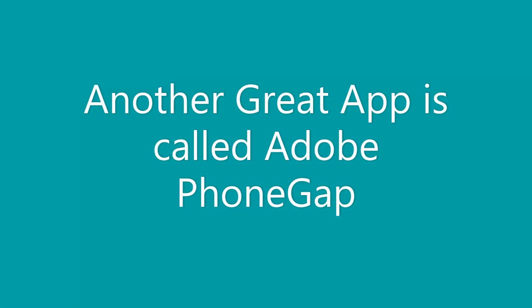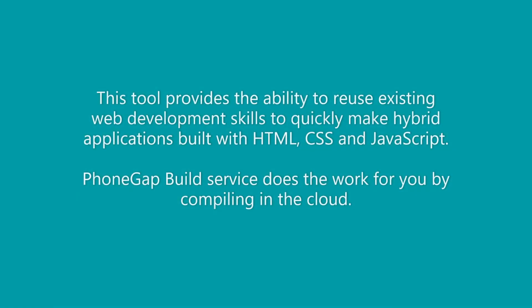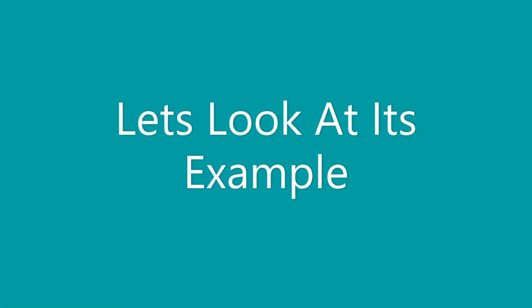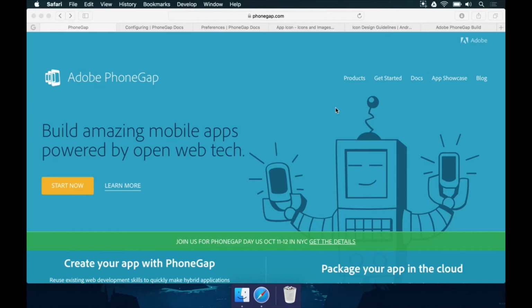So another great app is called Adobe PhoneGap. This tool provides the ability to reuse existing web development skills to quickly make hybrid applications built with HTML, CSS, and JavaScript. PhoneGap Build Service does the work for you by compiling in the cloud. So let's look at its example. To start, we need to understand what is PhoneGap and what is Cordova.